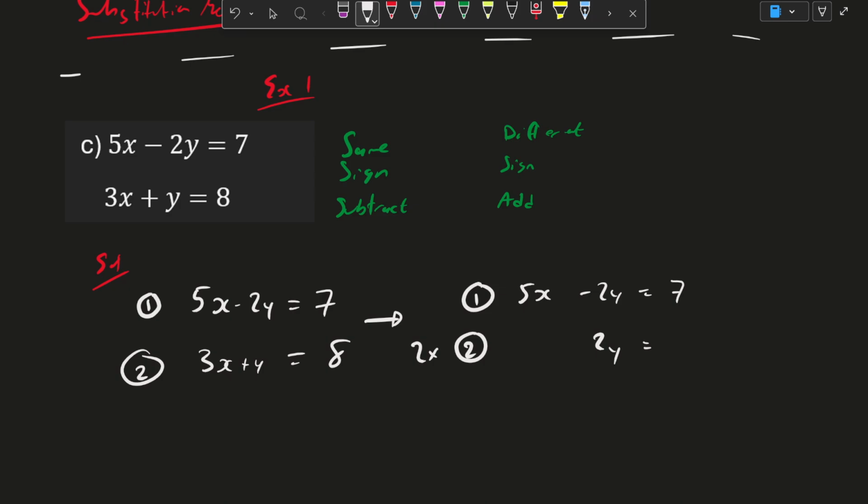What we need to figure out, though, is the stuff in the second equation when we multiply it by 2. This is relatively straightforward. I'm going to take the 3x and times it by 2 to give us a 6x. Plus 2y, and 8 times 2 is 16. So at this point, because we have different signs, we're going to add the two of them.